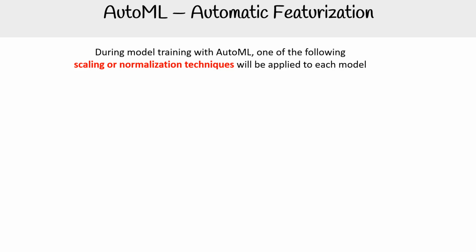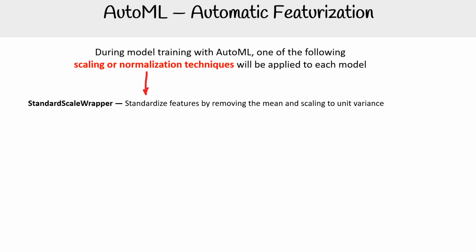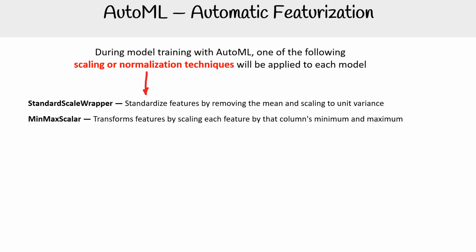Let's talk about AutoML's automatic featurization. During model training with AutoML, one of the following scaling or normalization techniques will be applied to each model. The first is StandardScaleWrapper, which standardizes features by removing the mean and scaling to unit variance.